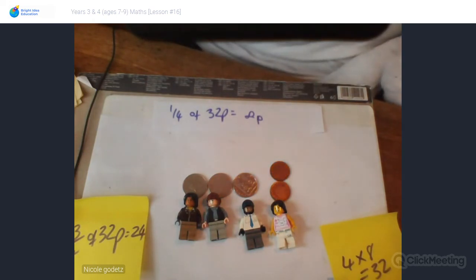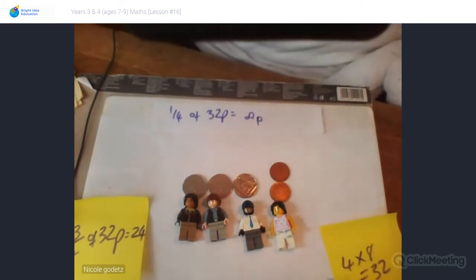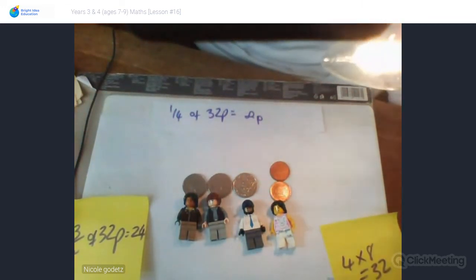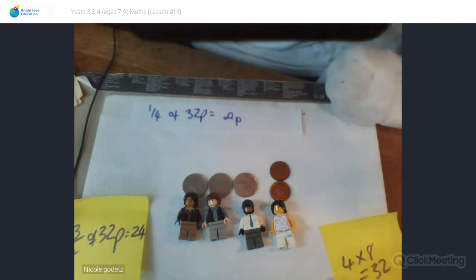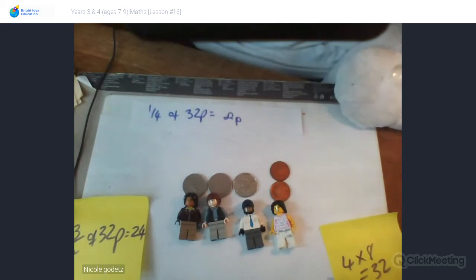So we know it's 8, but when we come to money, we have to start exchanging coins, don't we? We have to start exchanging coins. Seeing if that helps a little bit to brighten the money up a little bit. No, it doesn't seem to.